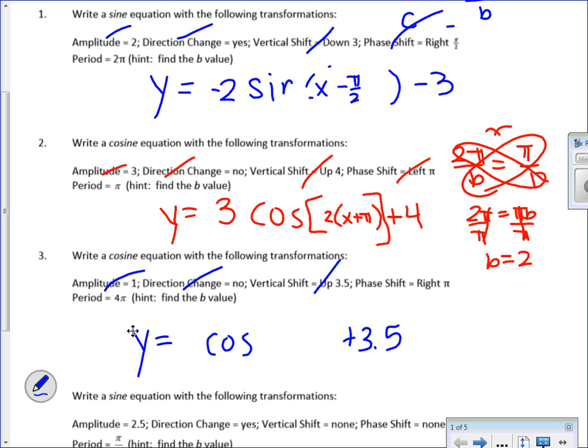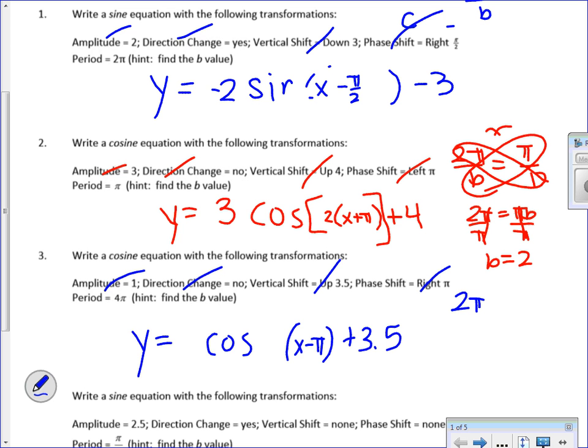And then the phase shift is right pi. So in real life, right is positive, but in our equation, it's going to be parenthesis x minus pi, because when we set that equal to 0, we want our answer to be positive. And then the period is 4 pi.